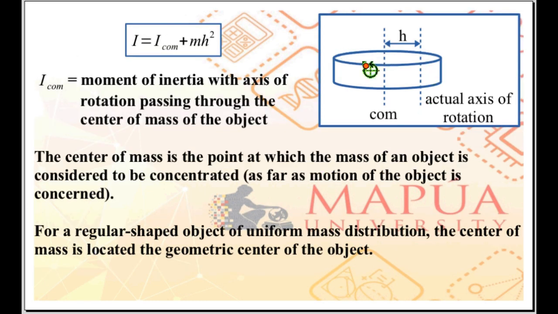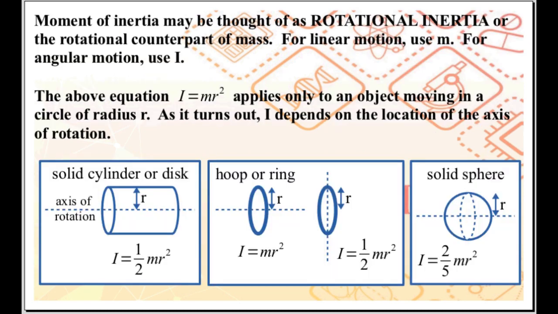So you have an object, say a disk, and at the center of the disk we have the center of mass of the disk. If the axis of rotation is passing through the center of the disk, we know the moment of inertia of the disk: 1/2 mr squared.